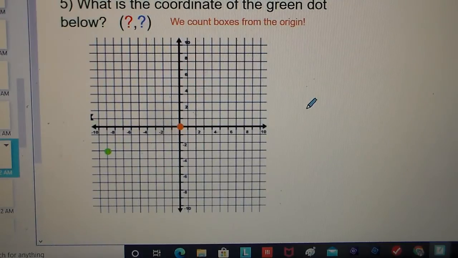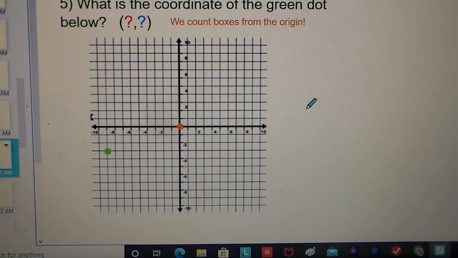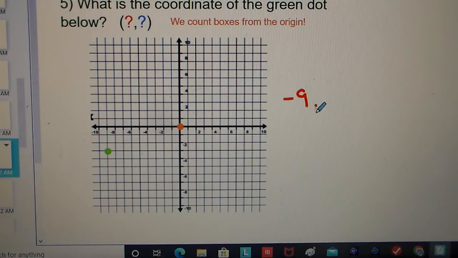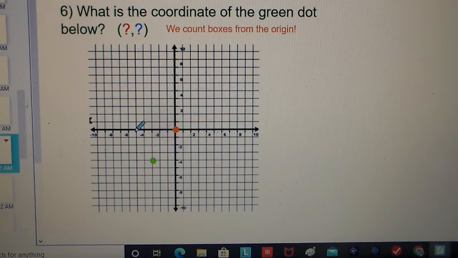Look at number 5, see if you can do that on your own first. Alright, did you get 9 to the left and then 3 down? Well, 9 to the left is -9, and 3 down is -3. So that's the coordinate -9, -3. How about this one? See if you could do this one on your own. Did you get -3, -4? If so, you're right.